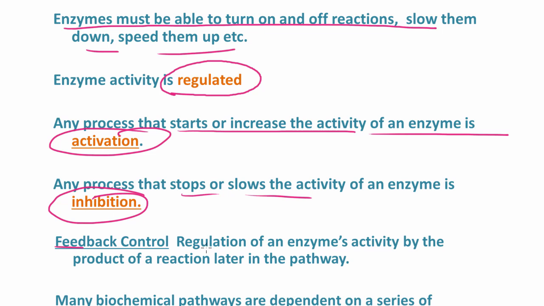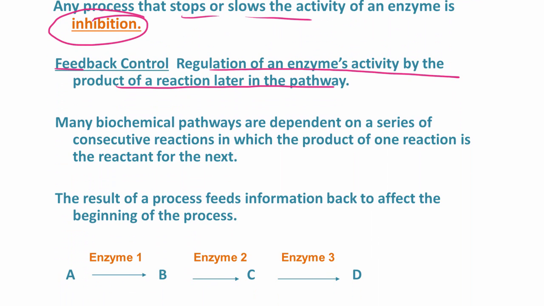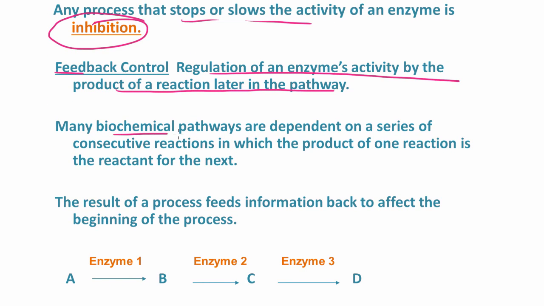Feedback control is the regulation of an enzyme's activity by the products of a reaction that is later in the pathway. What do we mean by that? Well, many of our biochemical pathways are dependent on a series of consecutive reactions in which the product of one reaction is the reactant for the next.